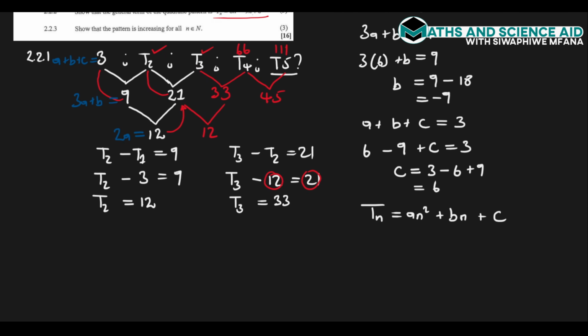Now, they are asking us to show that the pattern is increasing for all values of n, which are an element of natural numbers. Alright, so remember that natural numbers are all the whole numbers from 1 up to infinity. Okay, so to do that, we need to focus on our general term. So remember that it's 6n squared minus 9n plus 6.